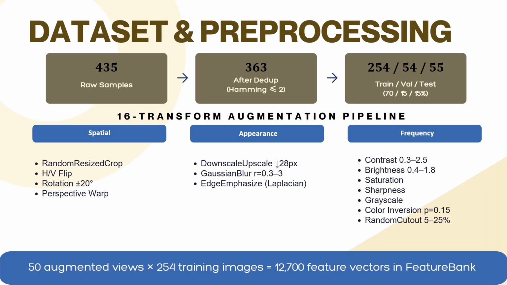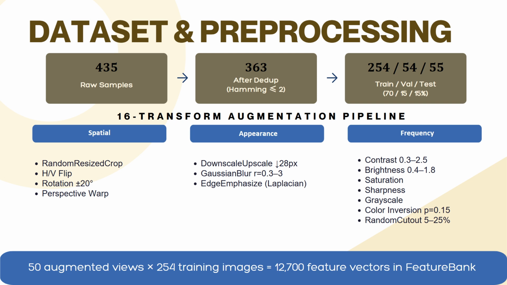Next is the dataset, where we use the IllusionVQA comprehension dataset. It contains 435 multiple choice questions, and after a 6-stage processing pipeline, including perceptual hashing deduplication with a Hamming distance threshold of 2, we retain 363 unique samples, split 70, 15, 15 into training, validation, and test sets.